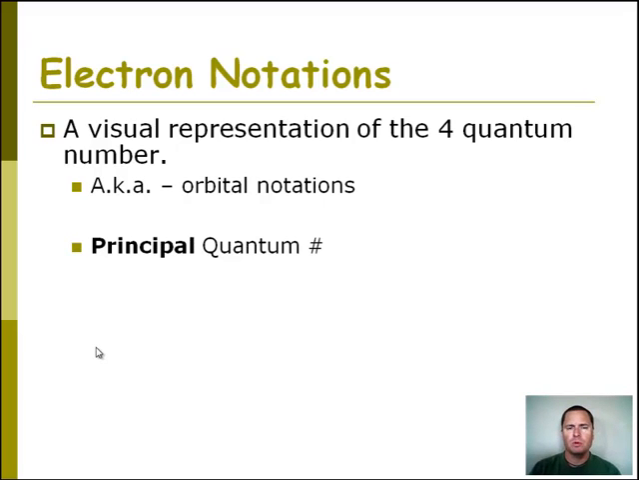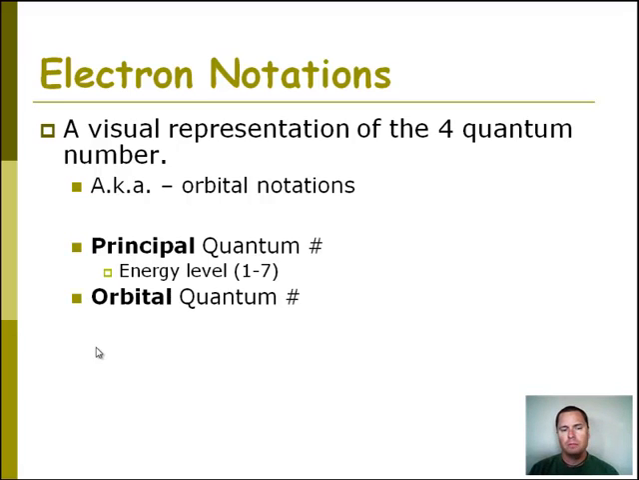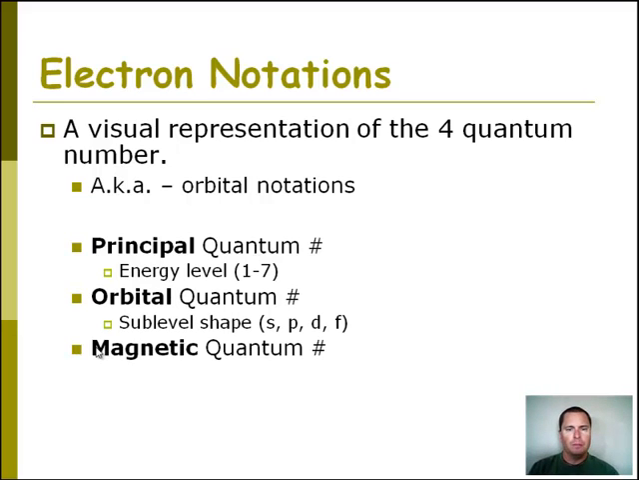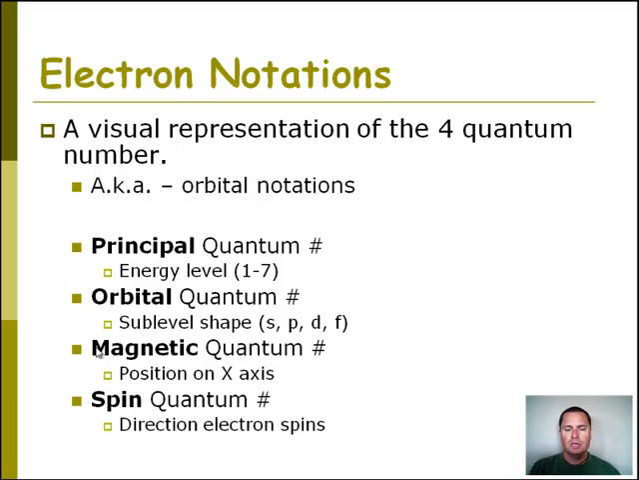Remember the 4 quantum numbers: the principal quantum number, that's our energy level, how far away from the nucleus, which corresponds to the row. The orbital quantum number, which is your sublevel shape, S, P, D, or F. The magnetic quantum number, which refers to, for P, D, and F, which axis or angle it's on. That's going to come into play this episode. And then finally our spin quantum number, which is the direction the electron is spinning, clockwise or counterclockwise. In electron configuration we did principal and orbital. Now with electron notation we're going to be able to add magnetic and spin to those.